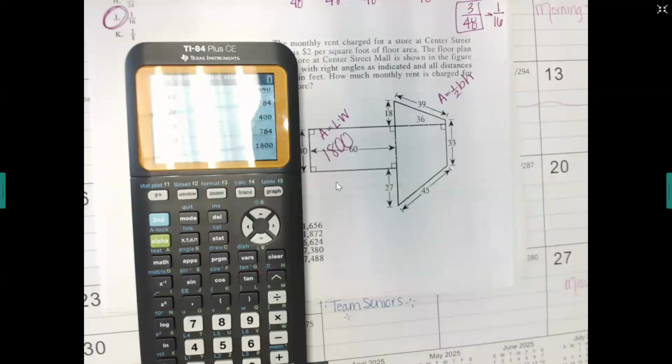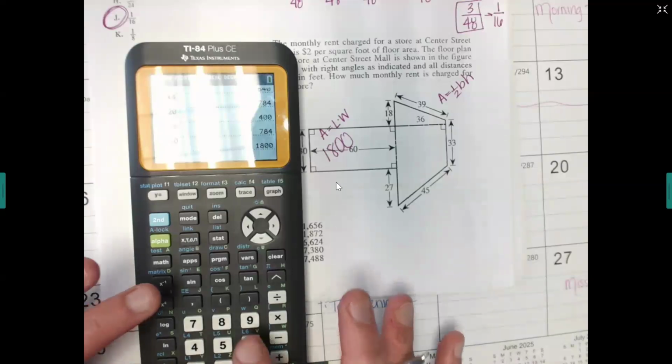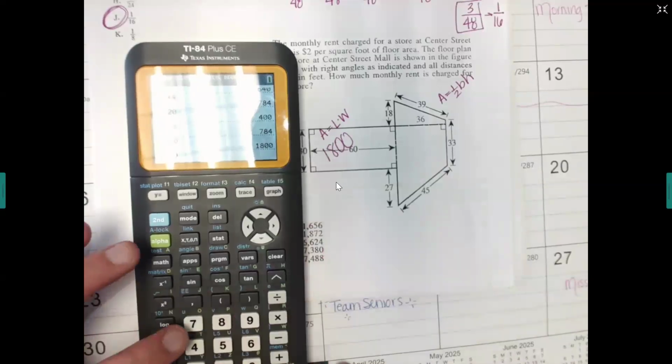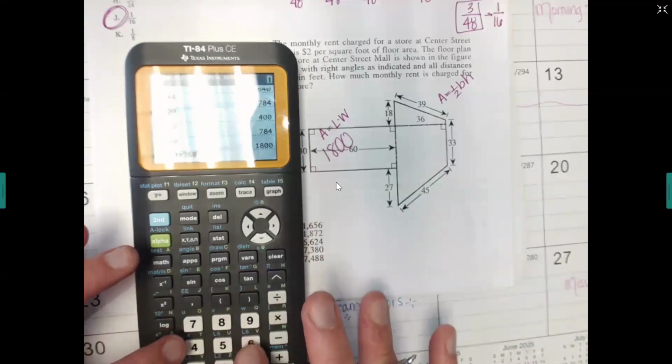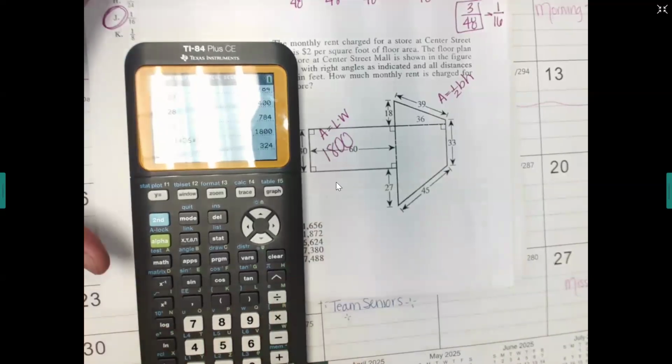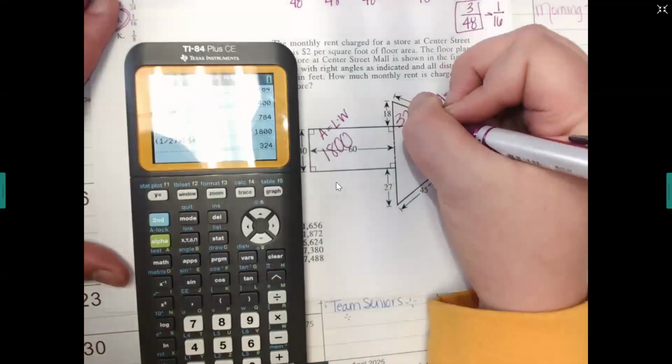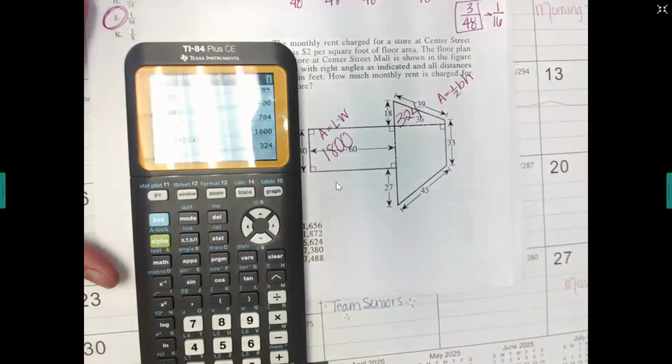Not 39 because it's slanted. Very good. So in your calculator, do 1/2 times 36 times 18. Okay, and I got 324.